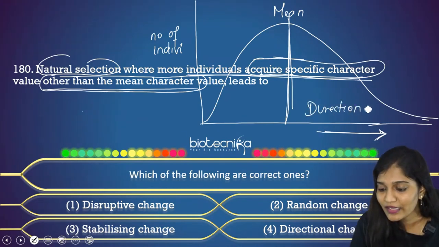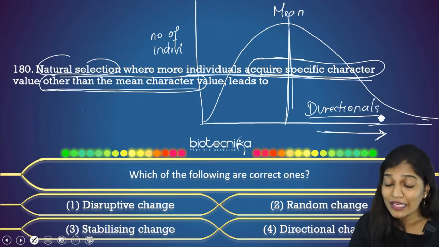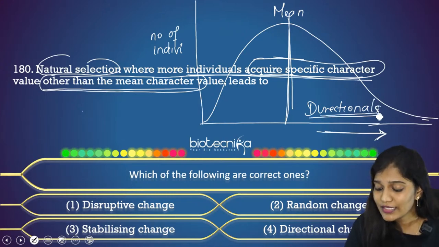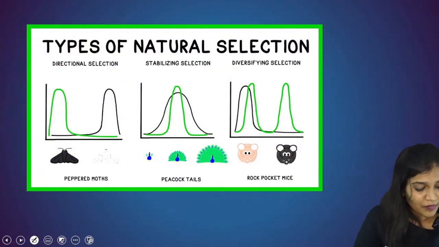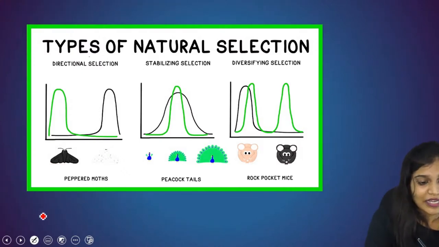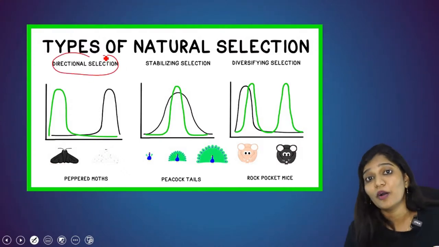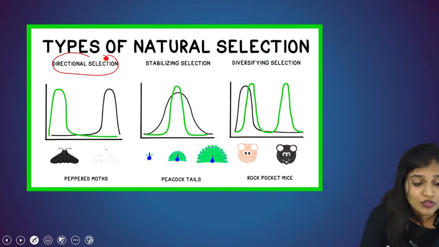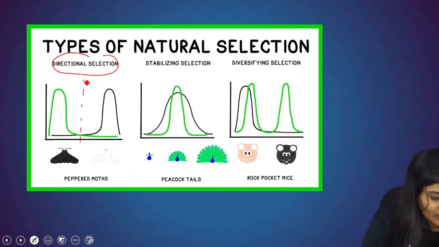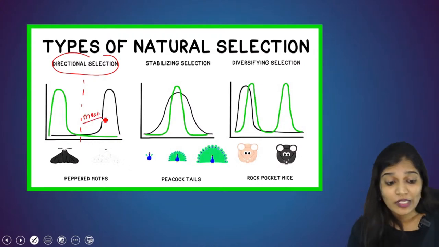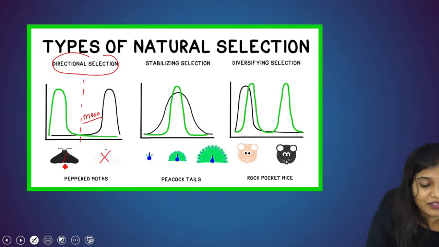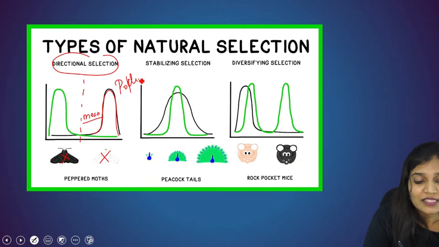This we have studied in case of industrial melanism, right? Directional selection. So the answer is option 4, but let's check the other things. What are the types we already know? Directional selection. We already know about industrial melanism. So what exactly happened is, this is the mean value. When there is a population, or we can say pollution taking place, a lot of pollution has taken place.